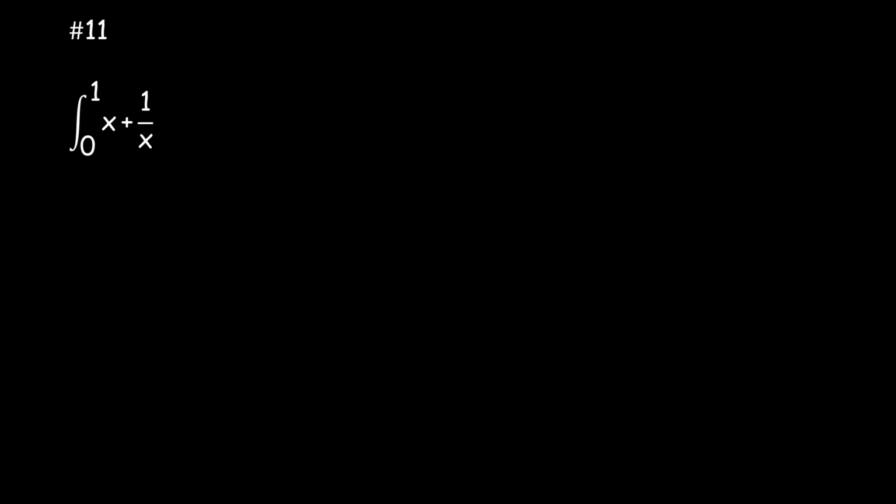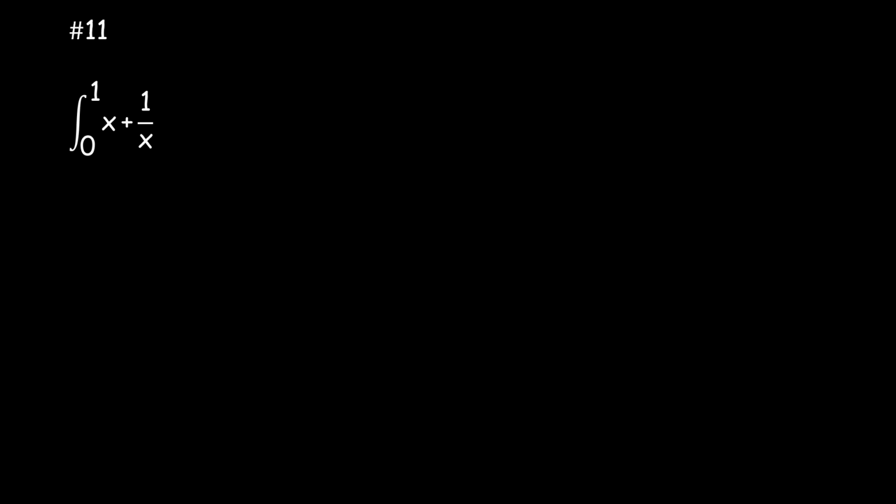Question number 11. We have the integral from 0 to 1 of x plus 1 over x, dx, of course, with respect to x. So this question is a little bit tricky. Don't forget that the integral of 1 over x would not be the same as the integral of x to the power minus 1. You have to remember that the derivative of ln x is 1 over x.